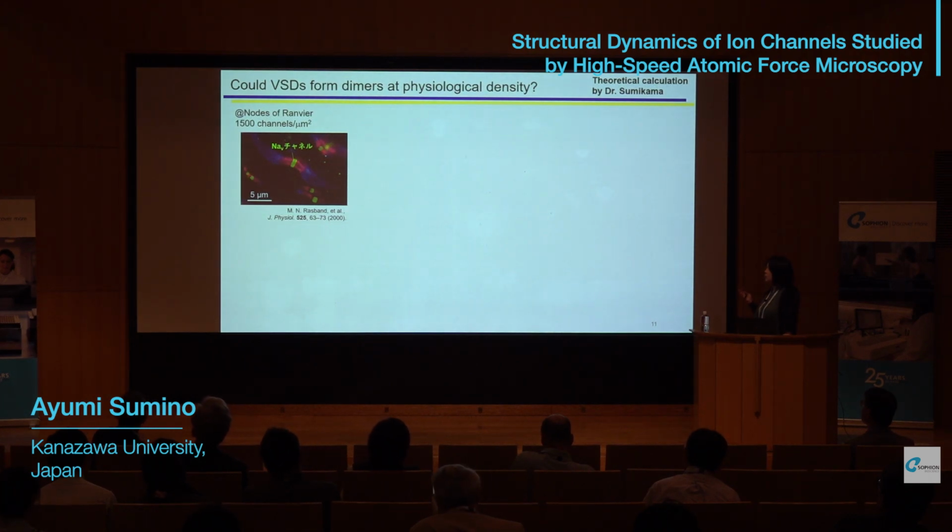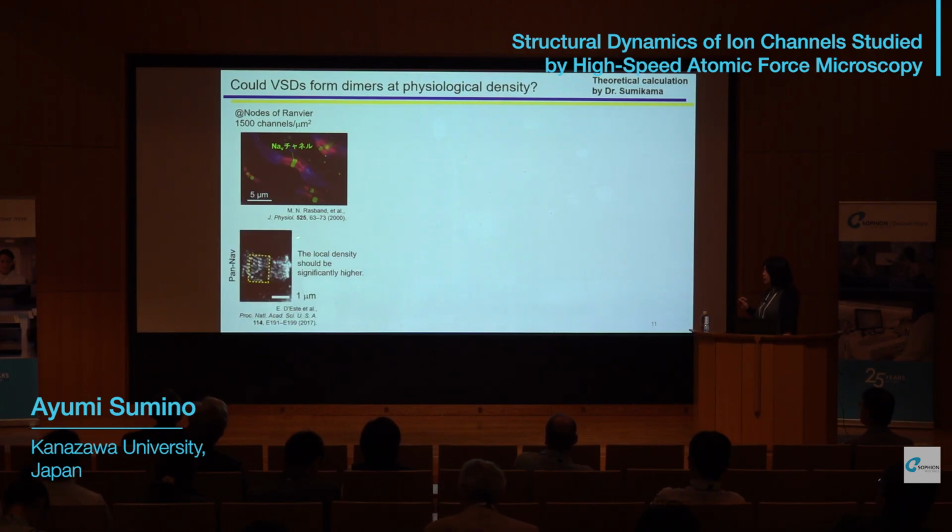Next, I would like to discuss whether the voltage sensor dimers can form in physical density of channel. So you know that at the node of Ranvier, there are many sodium channels like this. The density is about 1500 channels per square micron.